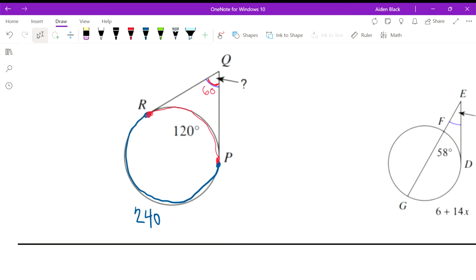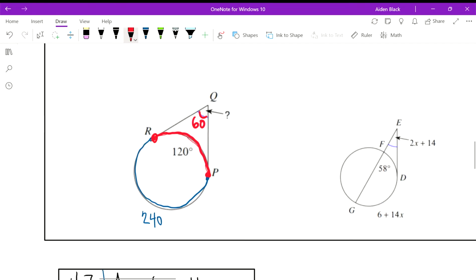You can do this with this problem, the tangent tangent, but with the tangent tangent there's a quick shortcut. And all that is, we know that the closest intercepted arc is supplementary to this angle here. So in this case it would be 60 degrees, since 120 plus 60 equals 180.